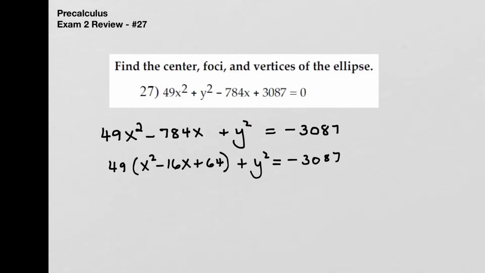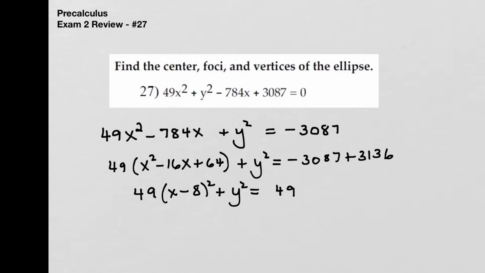So 49 times 64 is 3,136. So I add that on to the right side. And now I'll just simplify and factor, and that gives me 49 times x minus 8 quantity squared plus y squared equals. And on the right side, we subtract and we get 49. There you go.